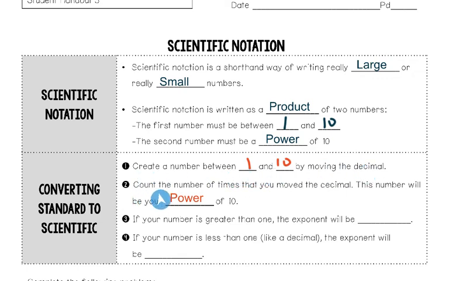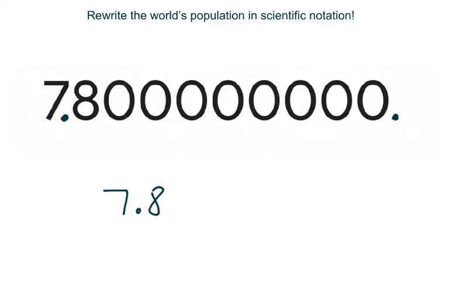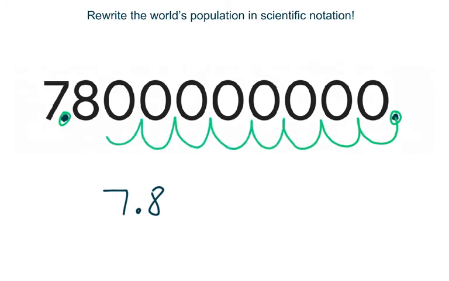So the first step was to just create the number between 1 and 10 and move the decimal. The second step is to count the number of times that you move the decimal. This number will be your power of 10 or your exponent on the number 10. That's what that means. So you'll always have a base 10 and an exponent. So let's start by counting the number of times we move the decimal from the end here all the way to get to that 7.8. So we went 1, 2, 3, 4, 5, 6, 7, 8, 9.